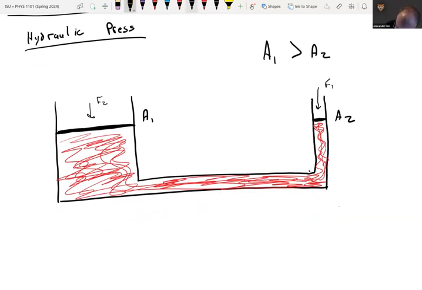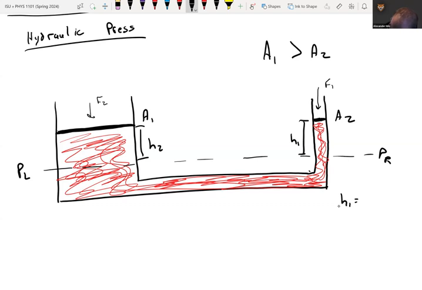The way we can think about this is that these are at equal heights, so I could just draw a line there. We think about the pressure on the left having to equal the pressure on the right. The thing here is that H1 and H2 are equal. So H1 equals H2. Okay, great.